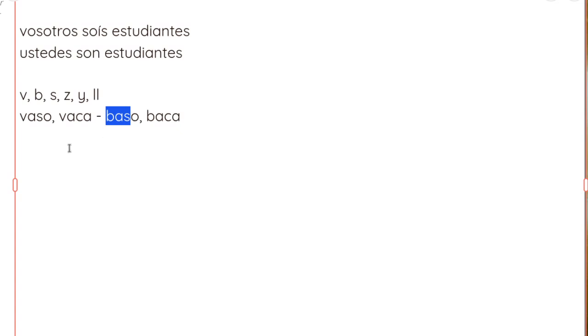Un vaso de agua. Deme un vaso de agua. That's the way people talk. But in reality, you know that they are referring to vaso. Okay, vaso. This is the way to write it. And also vaca. They don't say vaca, they say vaca. And everybody understands. Okay?